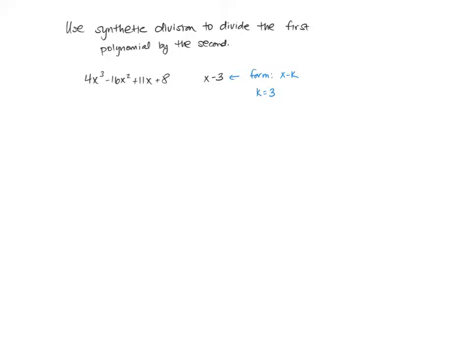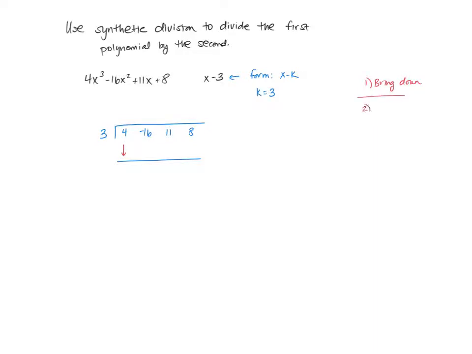So for synthetic division, we're going to put the 3 out in front, and then we want to grab just the coefficients from our polynomial. So we'll take the 4, the negative 16, the positive 11, and the positive 8. The pattern that we follow when we're thinking about synthetic division is that step 1 is we just bring down that first number in the first column. So the 4 is just going to come down.